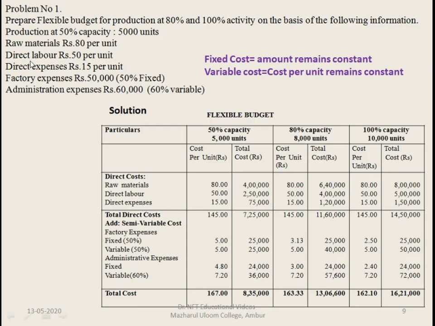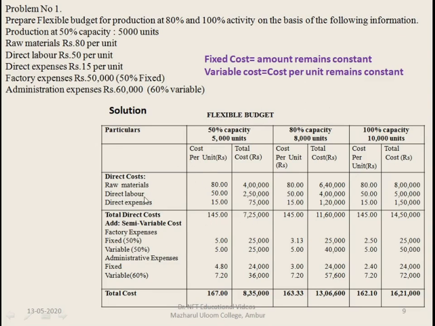So here direct labor 50 rupees and direct expenses 15 for 50%, 80% and 100%, because cost per unit is same for all the three. So 80%, how will you calculate? 5,000 into 80 will give you 4 lakh. 8,000 into 80 will give you 6 lakh 40,000. 10,000 into 80 will give you 8 lakh.